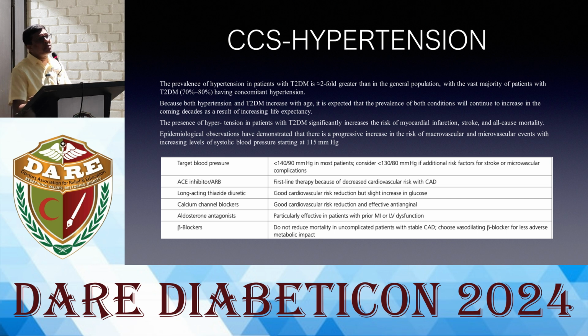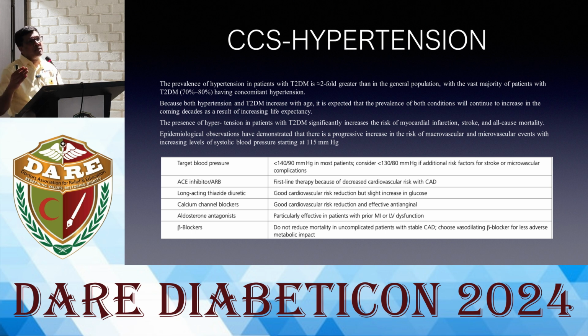Next comes hypertension. The prevalence of hypertension in type 2 diabetes mellitus is more than twofold, and around 70 to 80% of diabetic patients will have hypertension. Both hypertension and diabetes increase with age, and their coexistence doubles or triples the mortality and morbidity. Epidemiologic observations show a progressive increase in microvascular and macrovascular events.